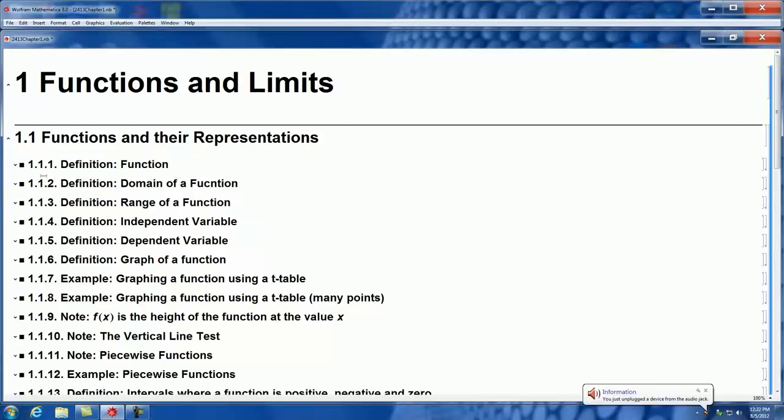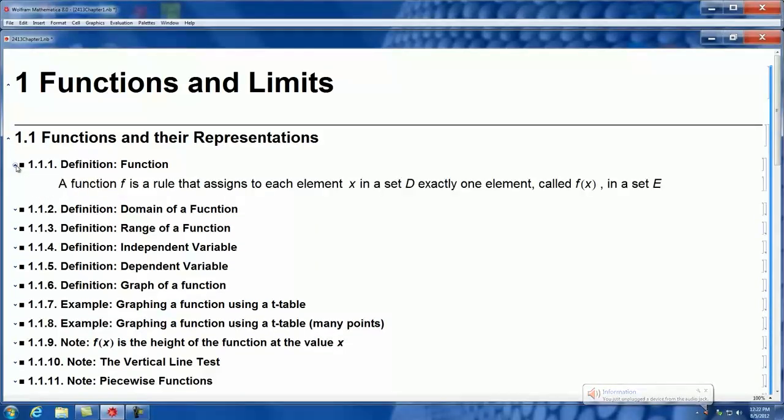And we have a couple of definitions here to start off. First one is a definition of a function. Should have seen this in college algebra. Basically, a function is a rule that takes some number, x, in some set D, and sends it to exactly one other number called f of x in some other set E. We'll have visualizations of all this in just a second.